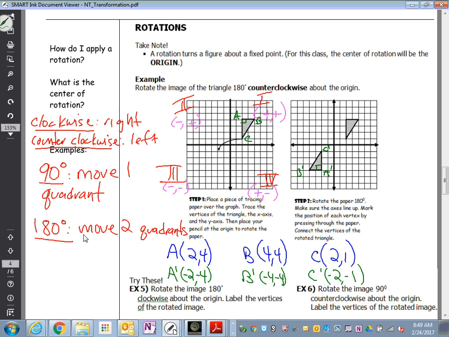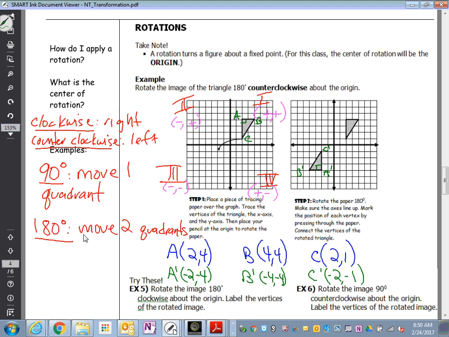Now, here's the thing. The rule for 180, what do you notice about the difference between the pre-image and the rotated image, Roberto? They're just the opposites of the same coordinates, right? 2, 4, except it's the opposite, negative 2 and negative 4. So the same coordinates, you just take the opposite.